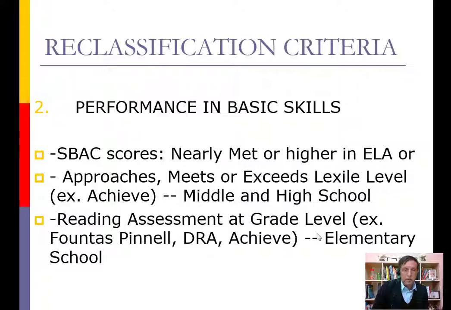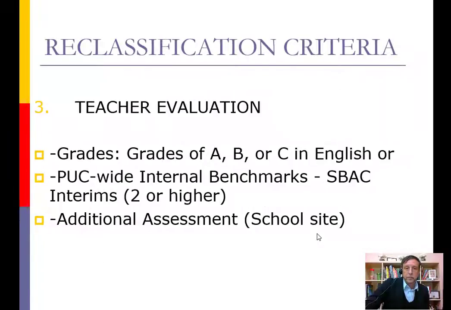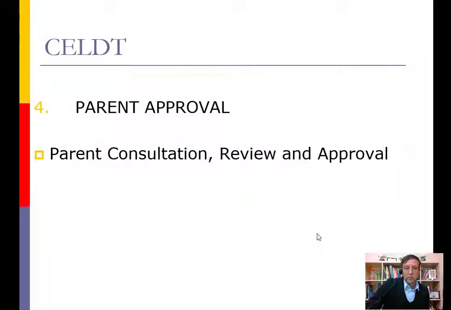Part two is you either have SBAC scores at nearly met or higher in ELA, or Lexile scores that approaches, meets, or exceeds. Then if you meet that threshold, you move to teacher evaluation. So you can either use one of three things: grades, our internal benchmarks, or an assessment that's decided upon by the school site. So if you meet any of those thresholds, you get to move to parent approval, where a parent gets to see that you have recommended redesignation and they sign off on it.